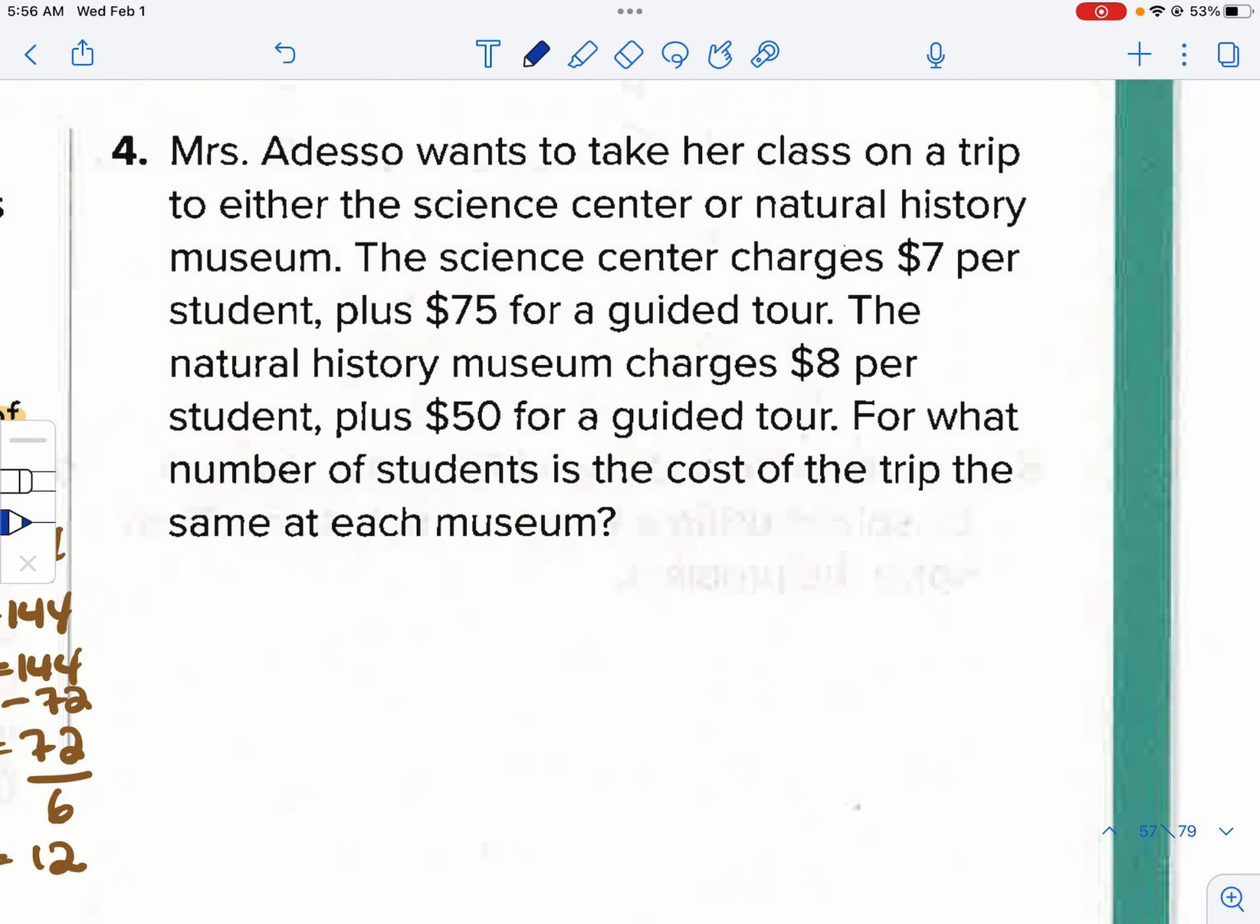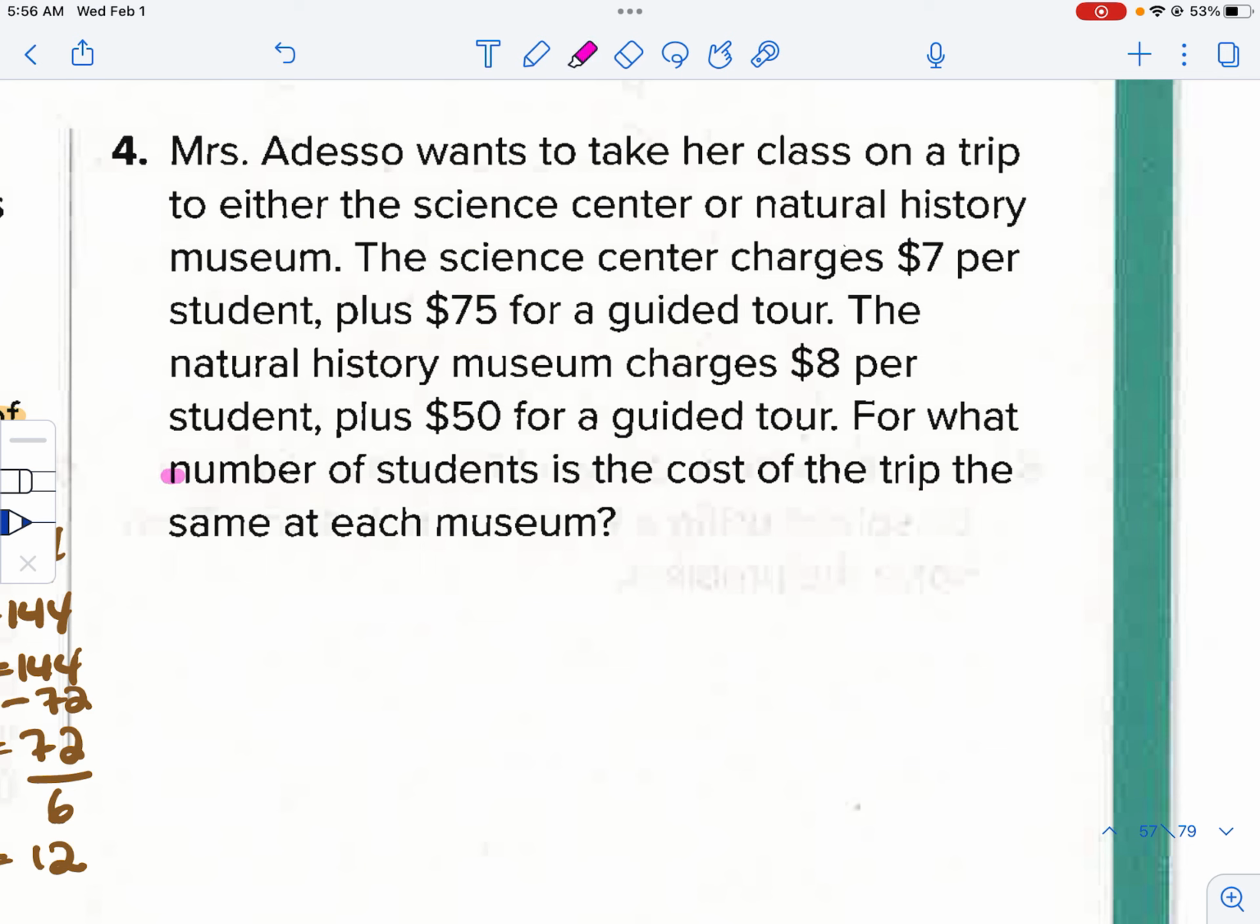Mrs. Adesso wanted to take her class on a trip to either the Science Center or Natural History Museum. The Science Center costs $7 per student plus $75 for a guided tour. The Natural History Museum charges $8 per student plus $50 for a guided tour. What number of students is the cost of the trip the same at each museum?